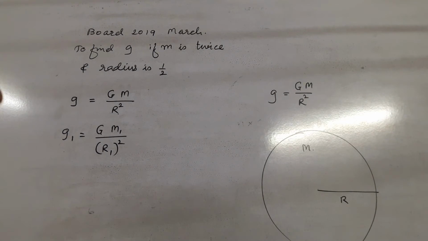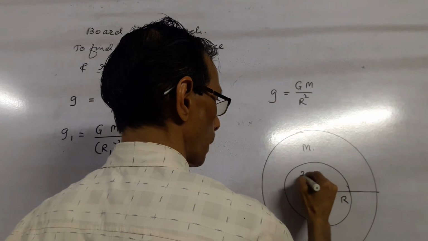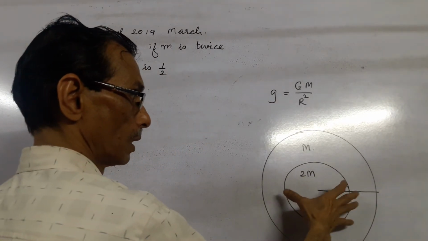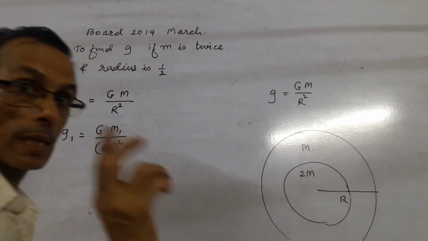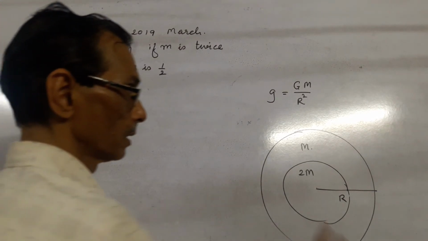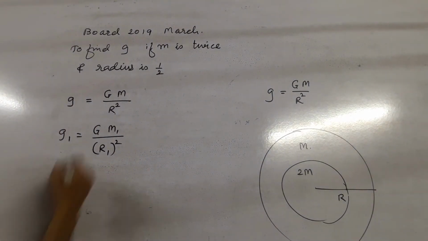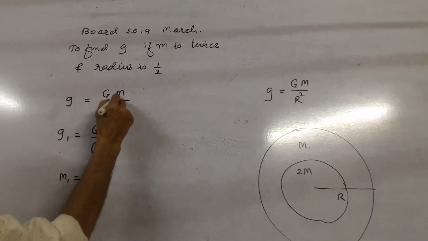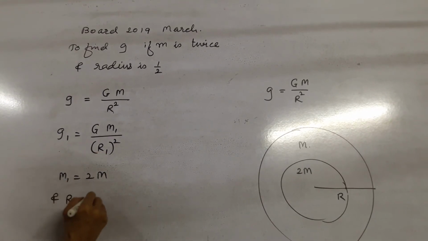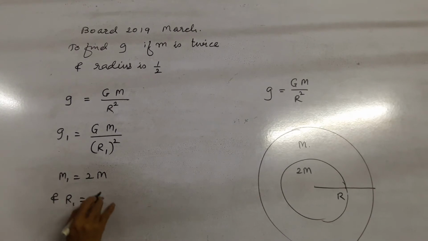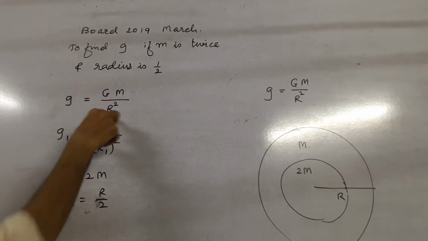But suppose the radius of the Earth is half and the mass is twice, the mass becomes double. Though it has shrunk, the mass is double and the radius is half. Then what will be the value of G on such an Earth? So once again, on such an Earth, when the radius is half and the mass is double, M1 is equal to 2M, and R1 is equal to R upon 2. Radius is half. So M and R are the mass and radius of the Earth.